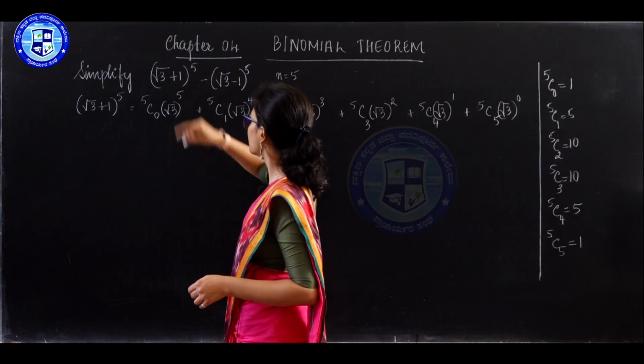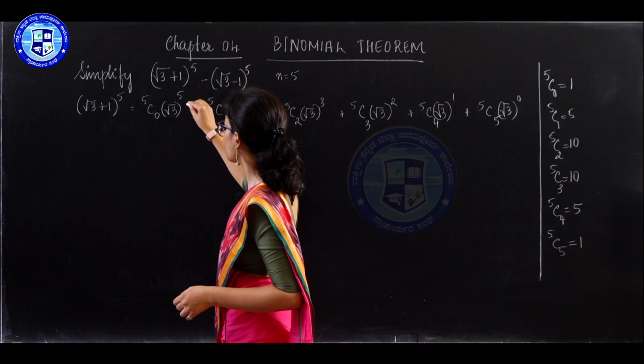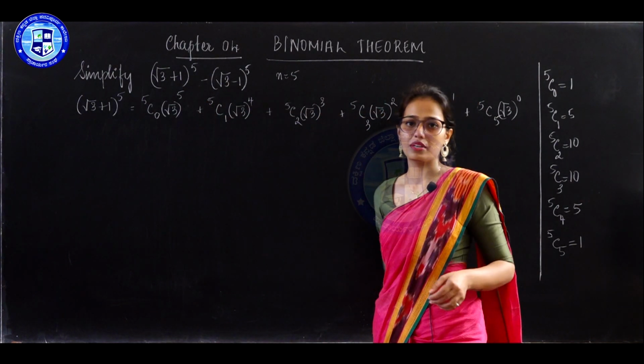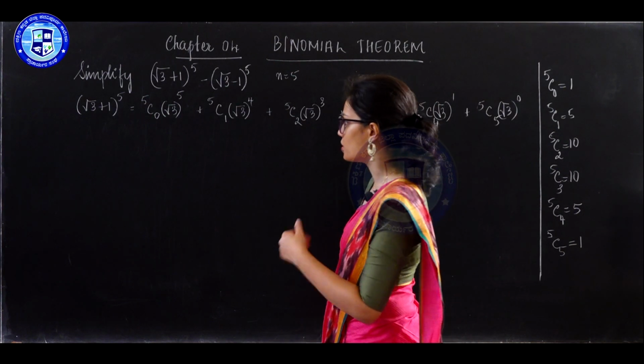Next, let us write the a terms. So, this is 1 to the power 0, that is 1. I write 1 anywhere, raise it to any power, I will get 1 itself. So, I am not going to write that.